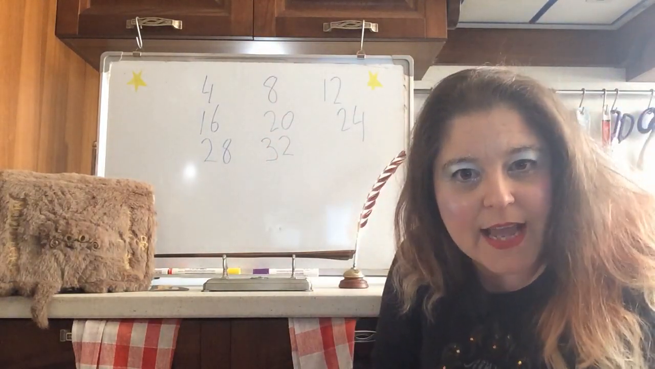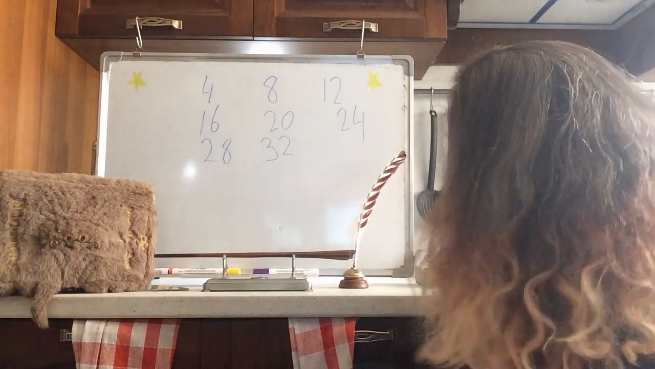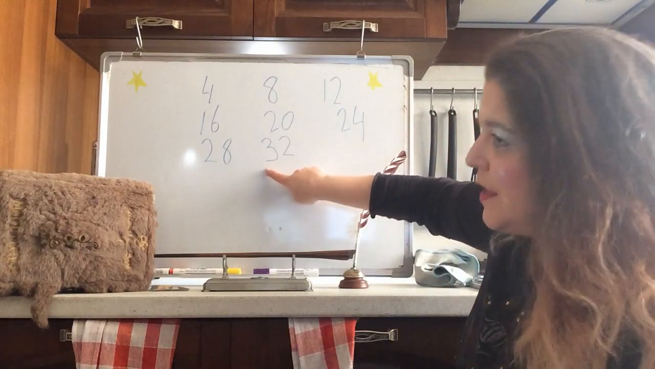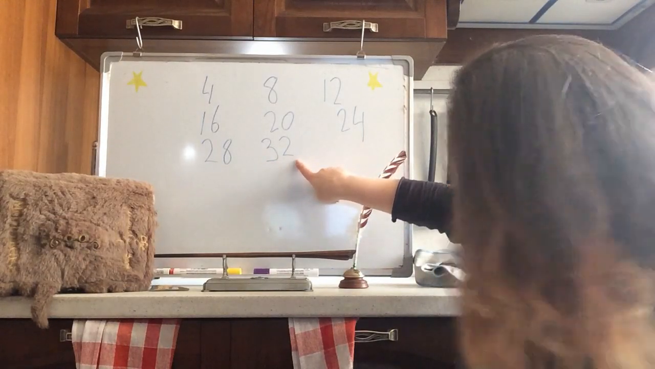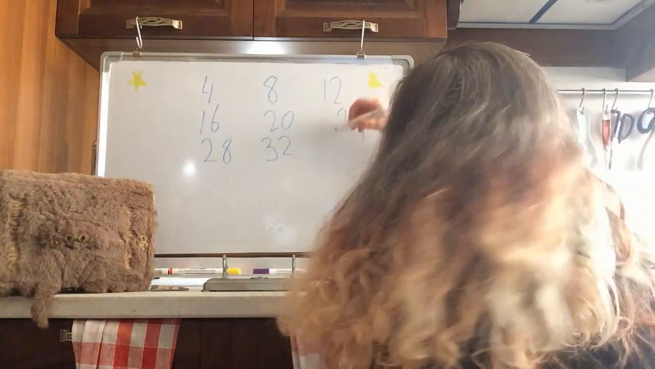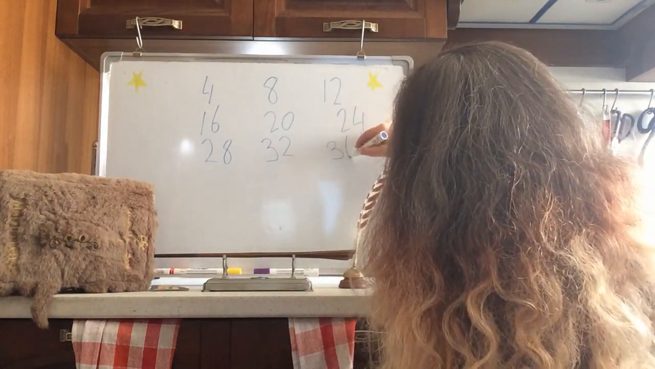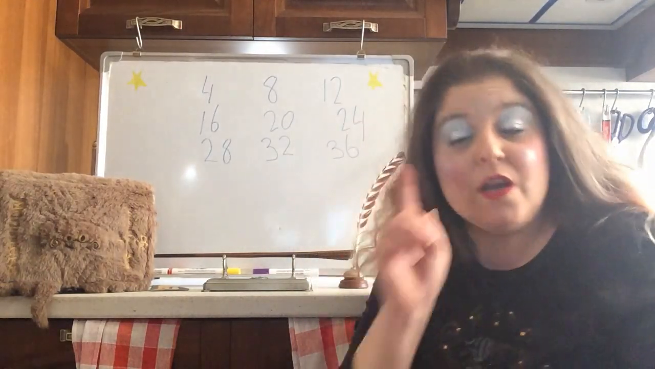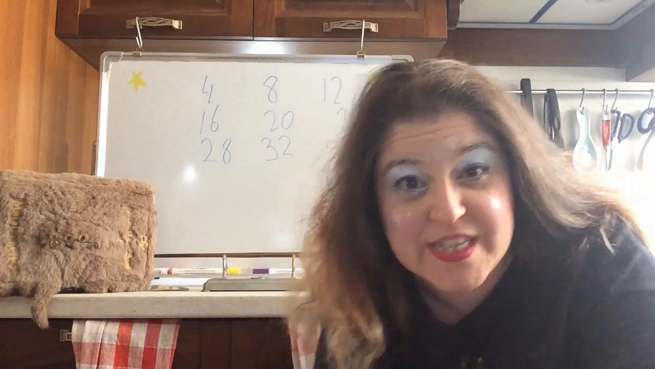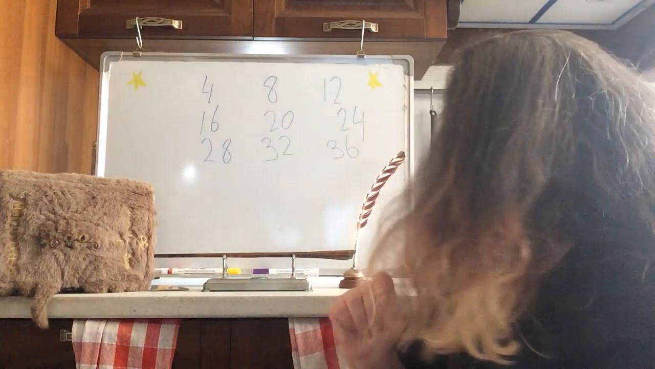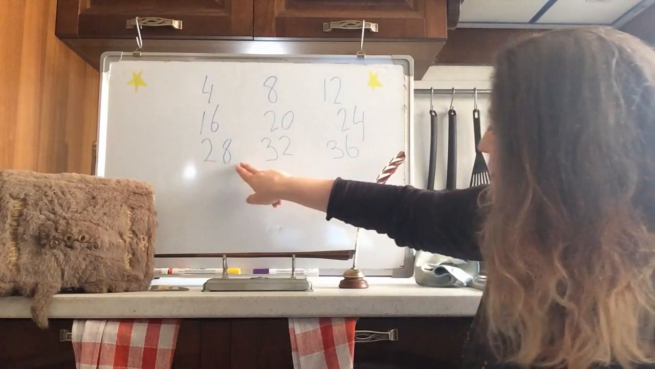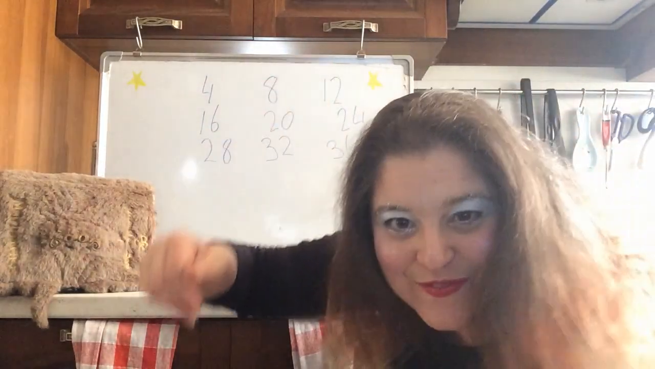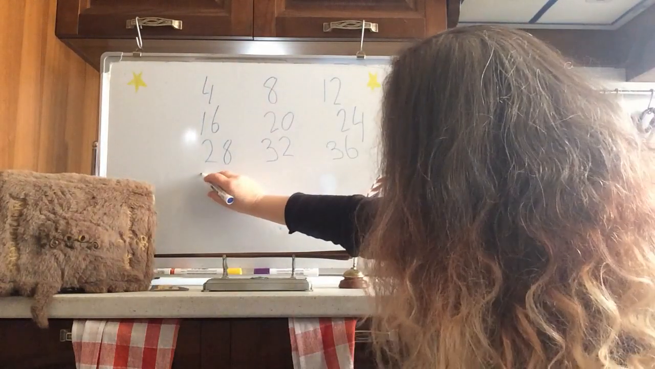So what is the next multiple of 4? Okay, let's see. 28, 30, 32, 34, 36. You're absolutely right. All right, what's the next multiple of 4? Remember the pattern. If we remember our 2's, it can help us work out our 4's. So, 28, 30, 32, 34, 36, 38, 40. Very good.